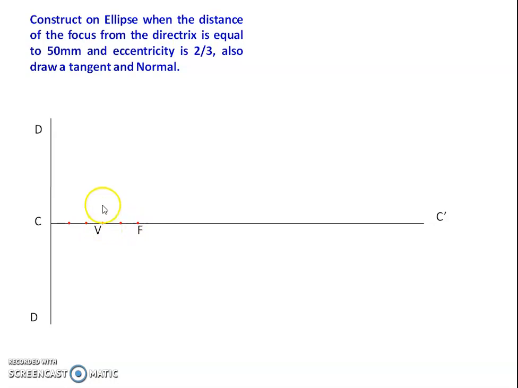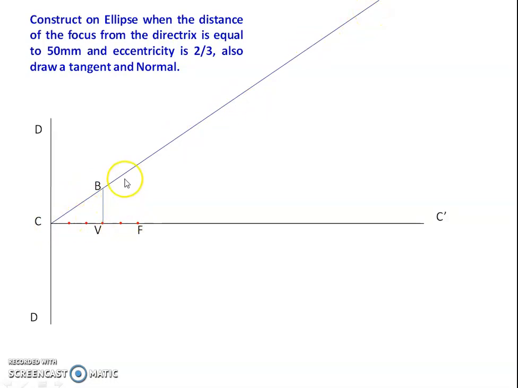Now draw a vertical line whose distance is Vf. Take the Vf distance to draw a vertical line and name the point B. The distance VB should be equal to Vf. Now join the line CB and extend it to a certain distance.